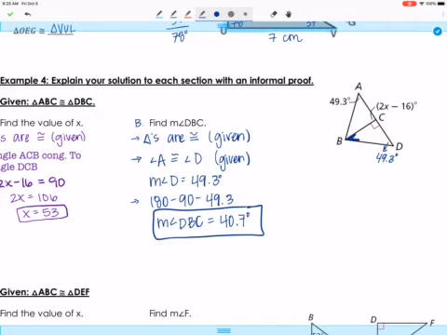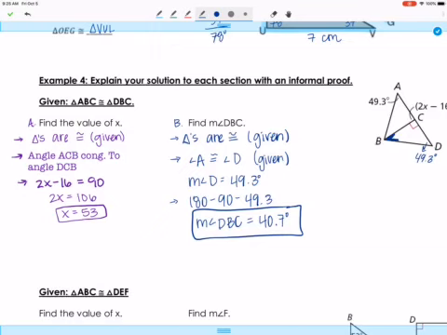Okay, so again, this is not a formal proof with real nice, neat statements and reasons. It does say we can do informal. We're just wanting to get back in the process of writing out everything that you're thinking stepwise, so that when I read through your answer, I can really see what was your thought process to get to 40.7 degrees, not just an answer. Okay?